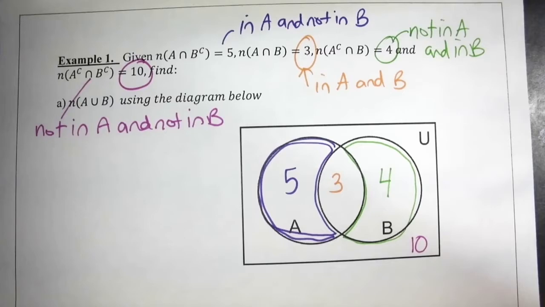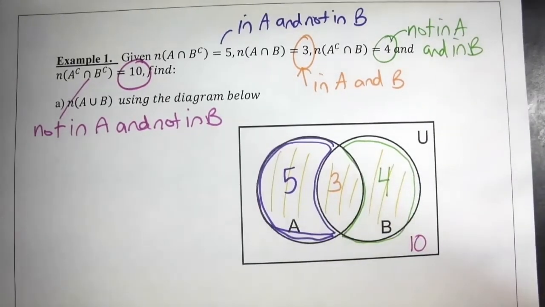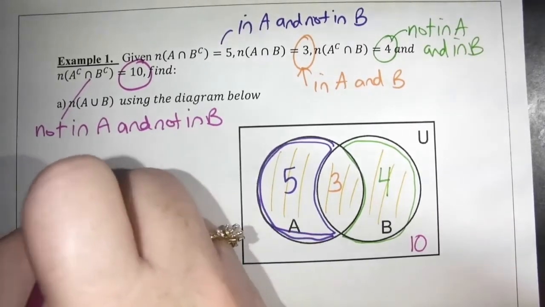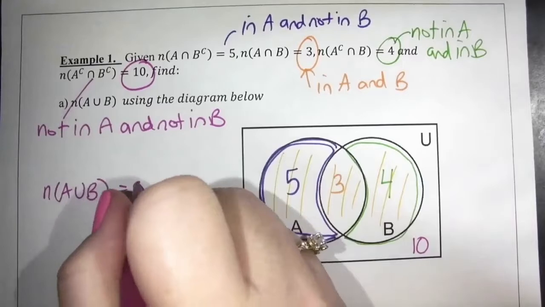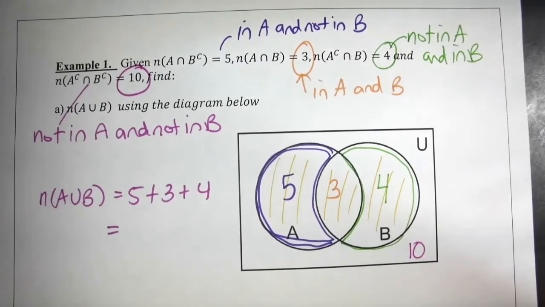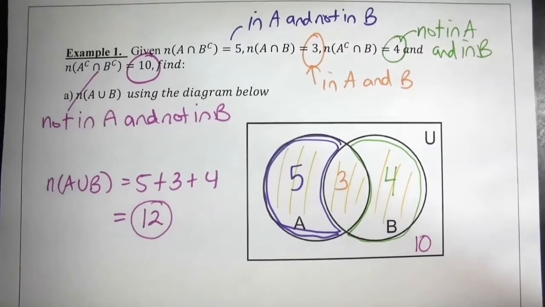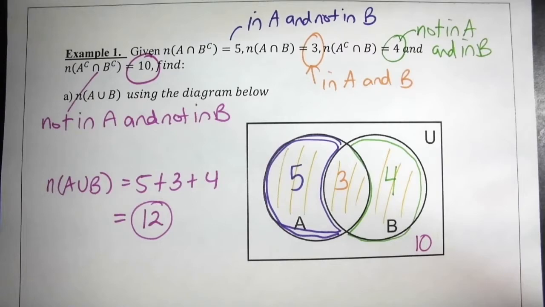So it says to find the union of A and B, A union B, using the diagram. Well, we know the union is 1, 2, 3 places. Everything except the 10 counts as the union. So the number in A union B, we can do 5 plus 3 plus 4. So 5 and 3, we get 8 plus 4 would be 12. And that's our total. And that would be your answer on the exam.